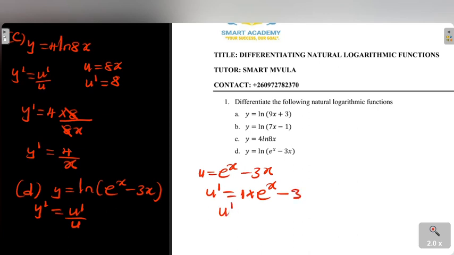Therefore our u prime is equal to e to the power x minus 3. So now this will give us u prime, e to the power x minus 3. Then we divide this by our function u, which is e to the power x minus 3x. Then that becomes the derivative of our function.